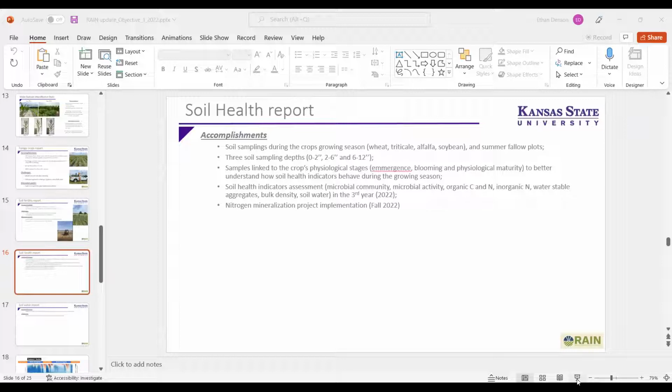I am also taking samples to make a soil health assessment regarding soil microbial community activity, organic carbon, nitrogen, inorganic nitrogen, water stable aggregates, bulk density, and soil water, for the third year this year. And next fall we are implementing a new study regarding nitrogen mineralization.